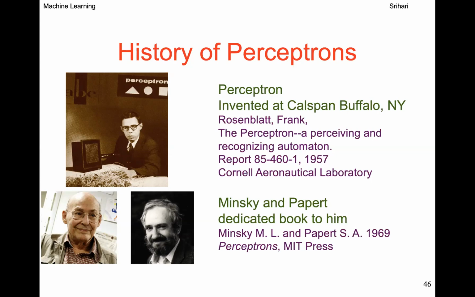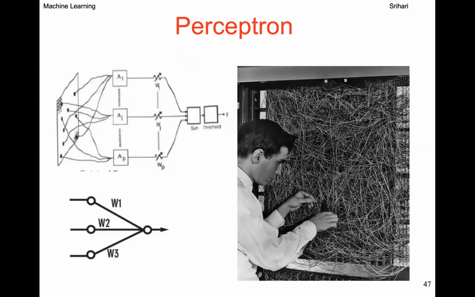If you want to look at the perceptron, there is some more detail here. This is what the perceptron looked like. All these wires involved all the weights. Input is coming in, and these are all the weights that are being multiplied, and they're all being added by a sum and a threshold. Wow, that's exactly what a neural network does.